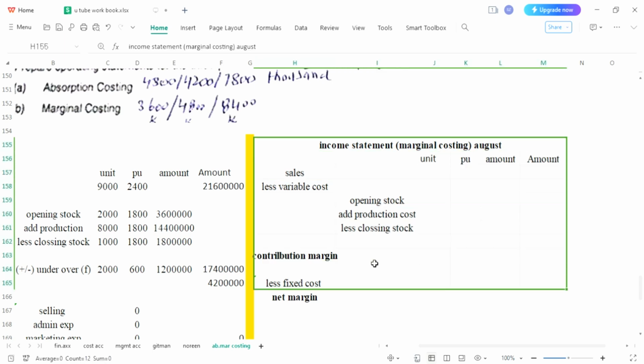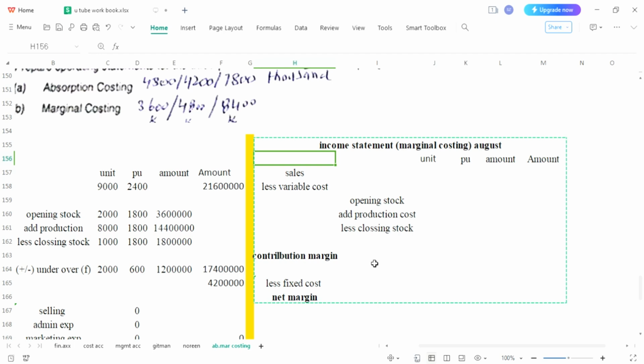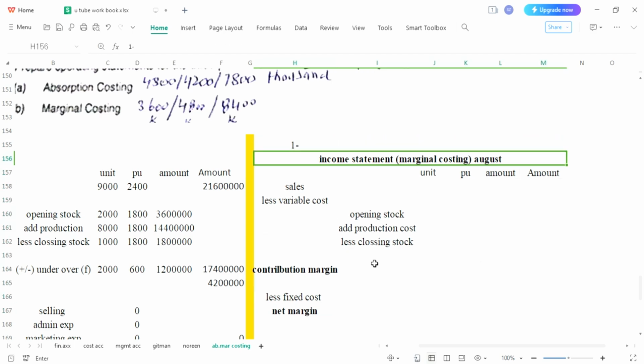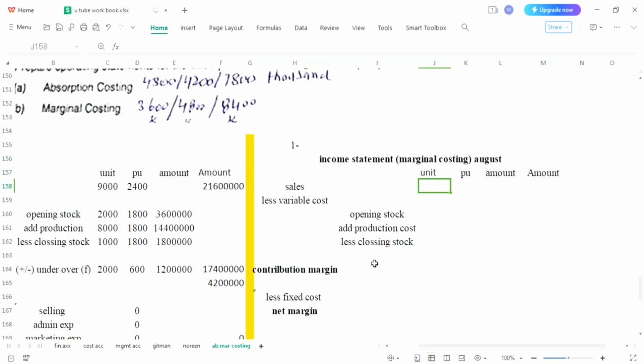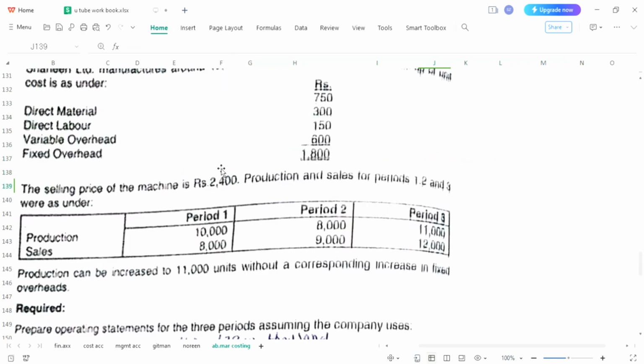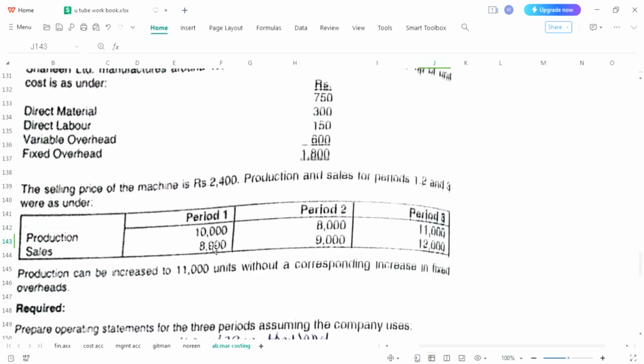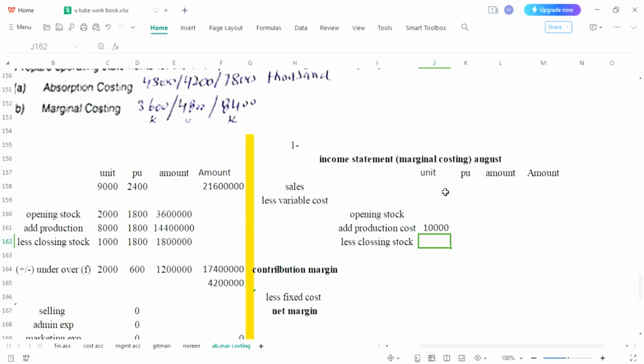And as in marginal costing, there were 3 periods. So for first period, we will start our working, and now let's go. And we will again be focusing upon this period. Production unit 10,000. So here you will put 10,000 number of units. And then you can see sold unit 8,000. So here you will come and will write 8,000.